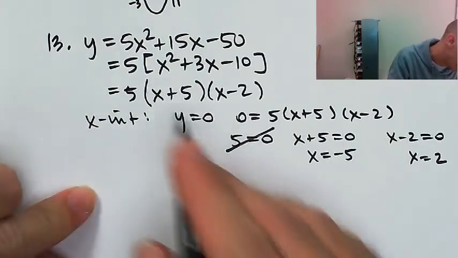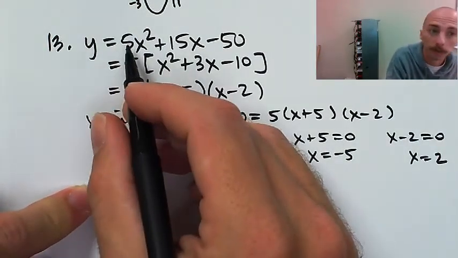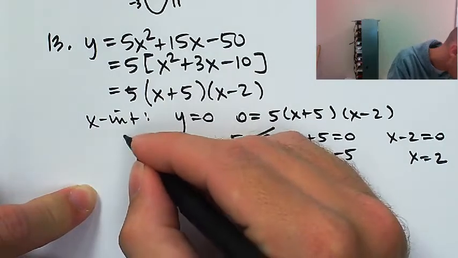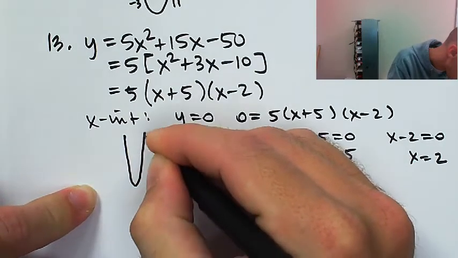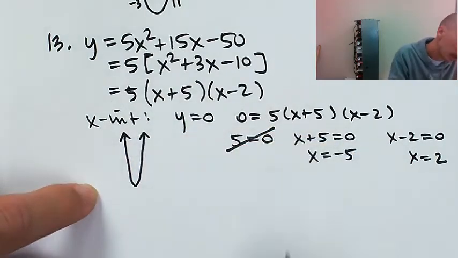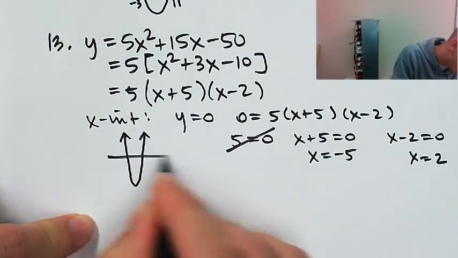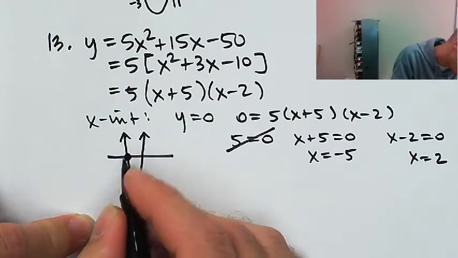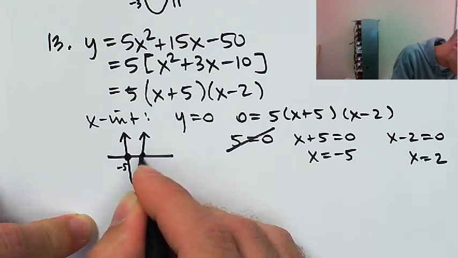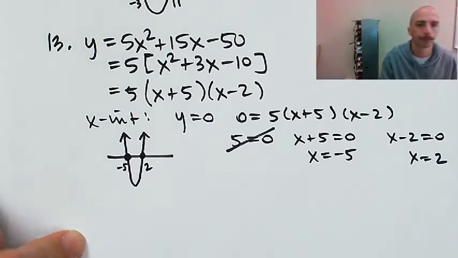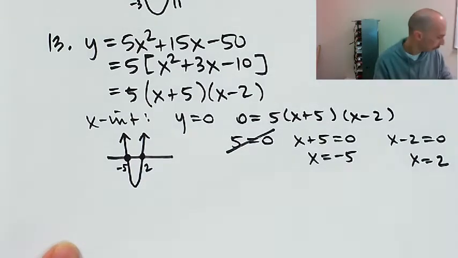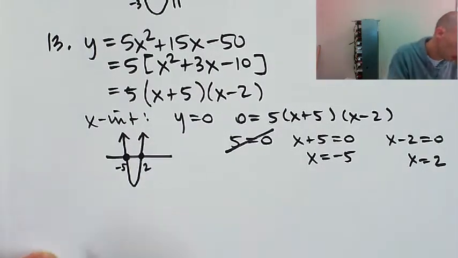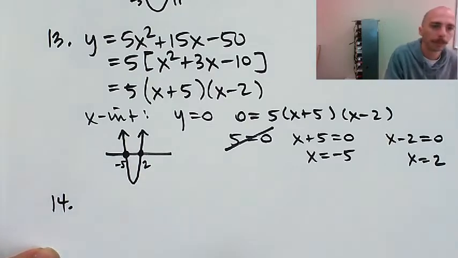Okay, and so, it opens up, and it's going to be very narrow because of positive 5x squared. So I'm thinking it's about like that. It's got these two x-intercepts, and so I'll label them here. X equals -5, x equals 2. Let's see, and number 14, maybe I can squeeze that in as well.